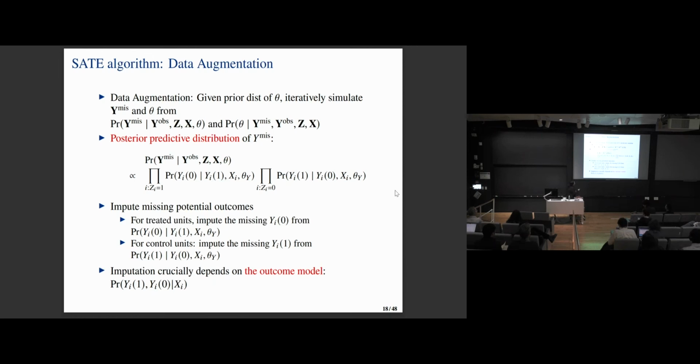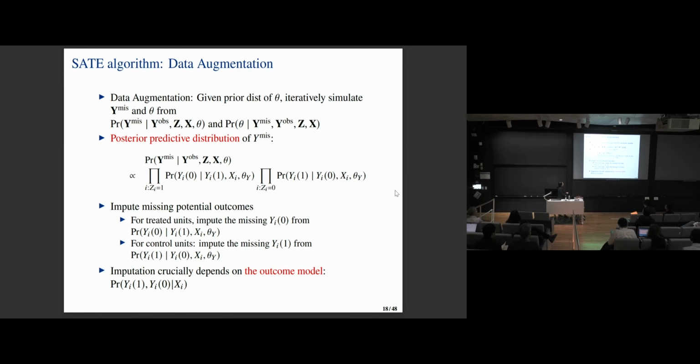We build an outcome model, and then for the treated units, we impute the missing y0s from the y1s, and for control, we're doing the opposite, right? So imputation critically depends on this outcome model. Okay, so in high dimensions this also critically depends on the priors.